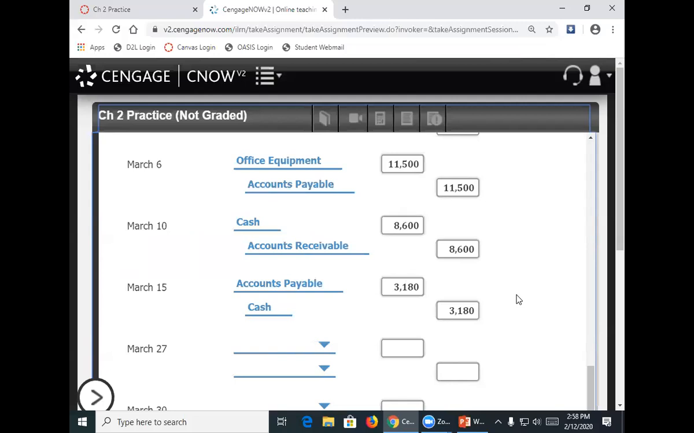So again, sometimes it helps when you're working on these to write all the T accounts out and kind of visualize, well, what's going on here? What's happening in accounts payable? It takes a little more time, but it will help make it all click.